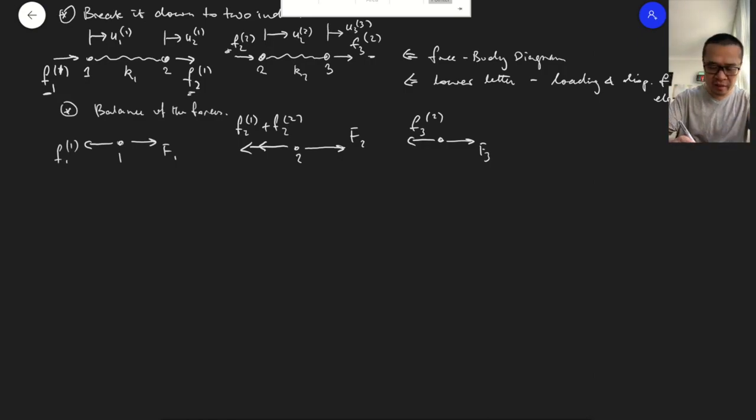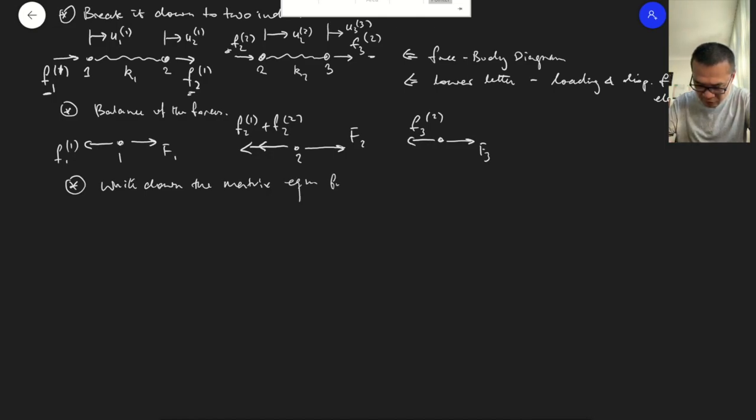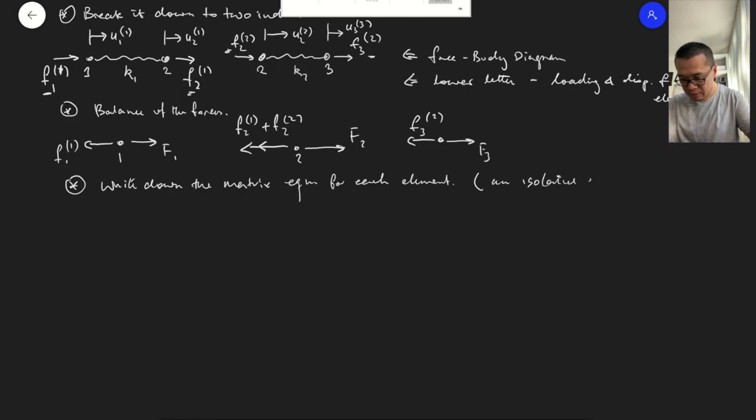Now we're going to write down the matrix equations for each element. Because you have individual elements, you can refer back to what we did for an isolated spring, which we covered in the previous video.